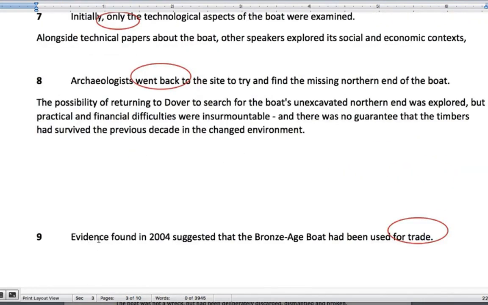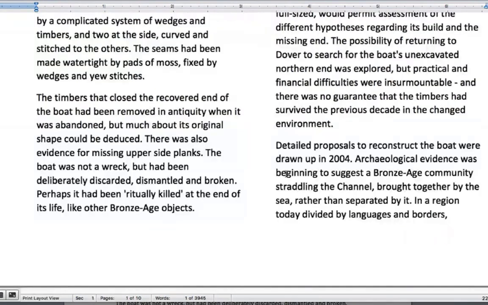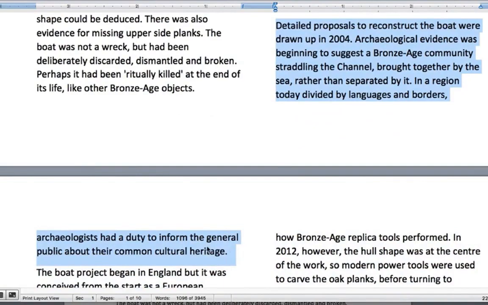And our last one: evidence found in 2004 that it had been used for trade. Don't get too confused about this. Was it 2006? Was it something else? This is not the target question. This is just to help you find the right sentence. So the 2004 is over there. It's this whole paragraph over there.